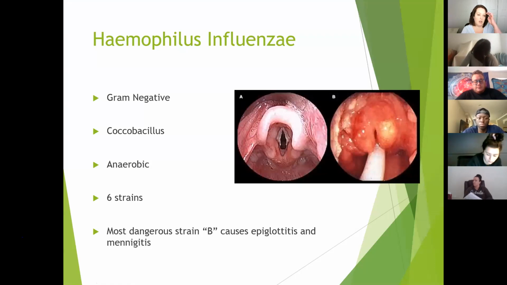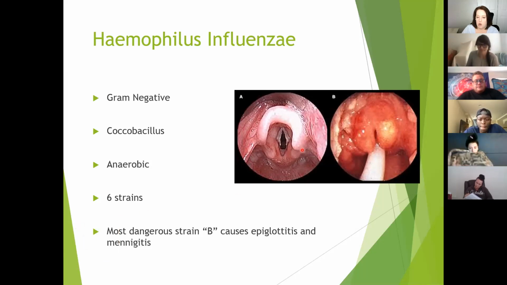Haemophilus influenza is a coccobacillus. It's anaerobic, so it prefers to grow without oxygen. There are 6 different strains, but the most dangerous one and the most common one that we see would be strain B, because it causes epiglottitis, which is that picture up here.